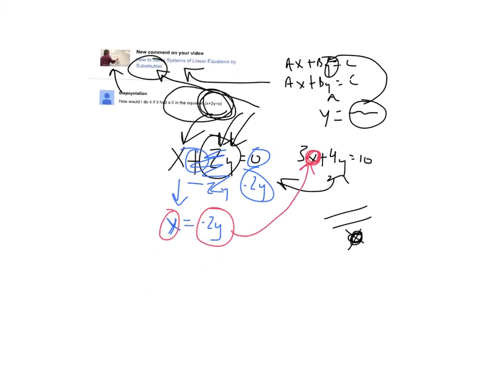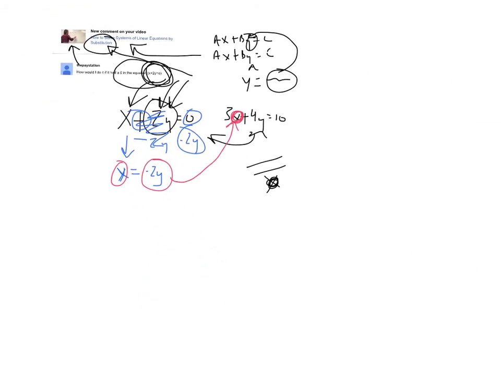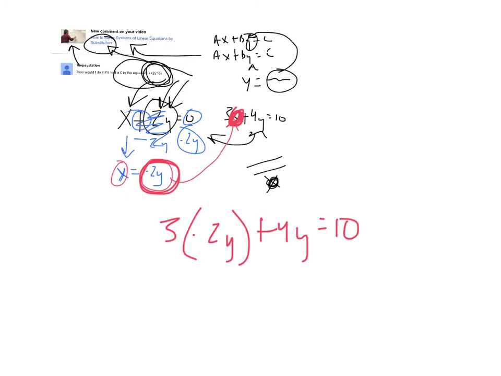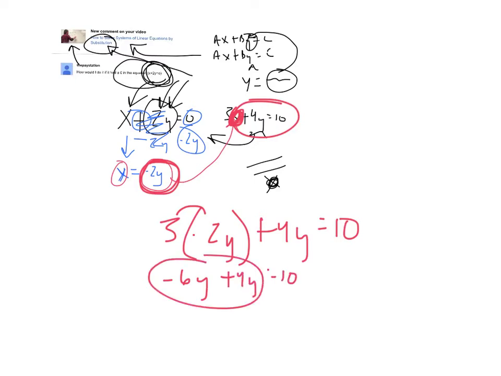Okay, so replace this with this. It'll be 3 times, replace that x with negative 2y, plus 4y equals 10. I just brought down the rest of the equation up here. And then we just solve it. Multiply that, and it's negative 6y plus 4y equals 10. This is why we do substitution, because it gets rid of one of the variables.